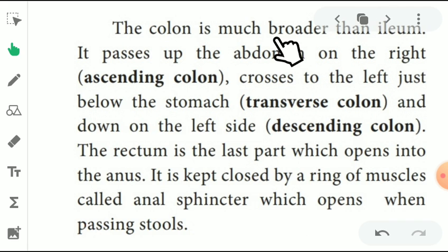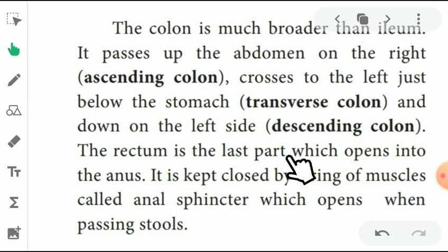The colon is much broader than the ileum. Compared to the ileum, the colon is broader. It passes up the abdomen on the right as the ascending colon, then crosses from right to left just below the stomach as the transverse colon, and goes down on the left side as the descending colon.